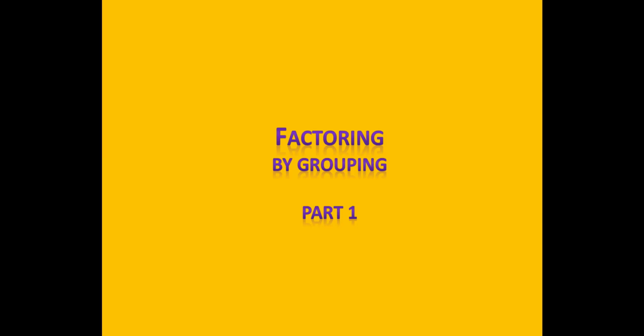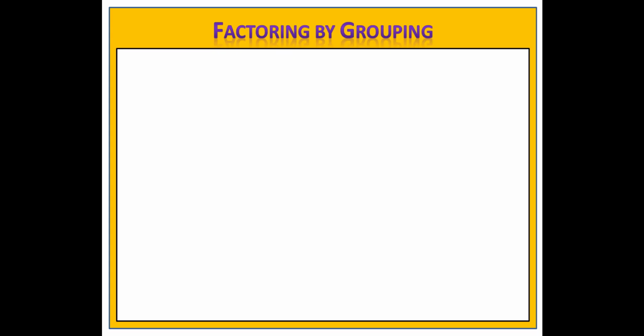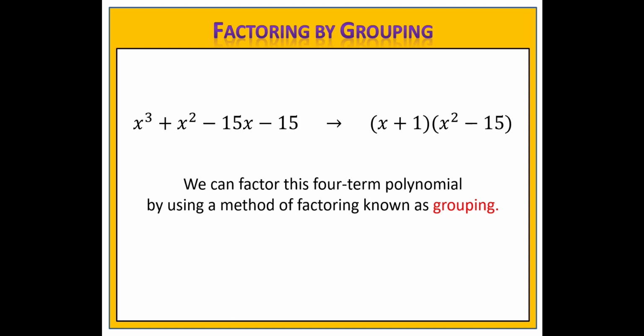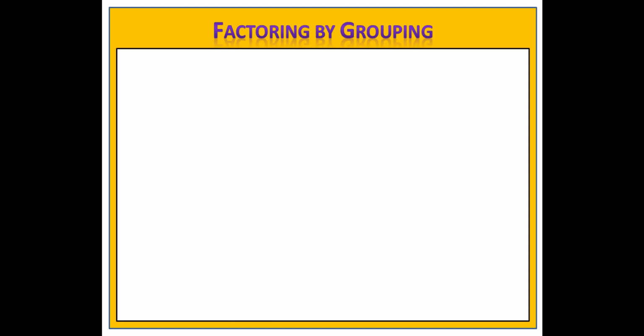In this lesson, we're going to learn how to factor by grouping. Suppose we have a 4-term polynomial like the one you see here, and we want to factor it. How do we accomplish that? Well, we can factor this 4-term polynomial by using a method of factoring known as grouping. So what exactly is grouping and how does it work? Well, let's take a look.